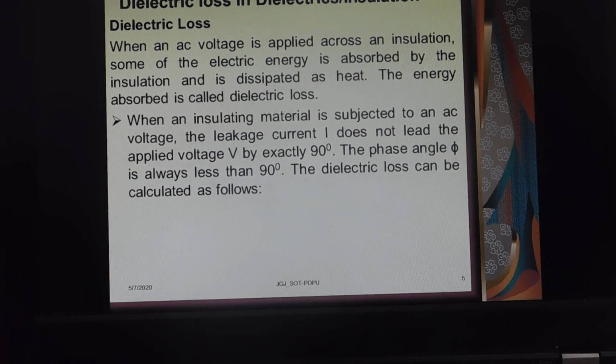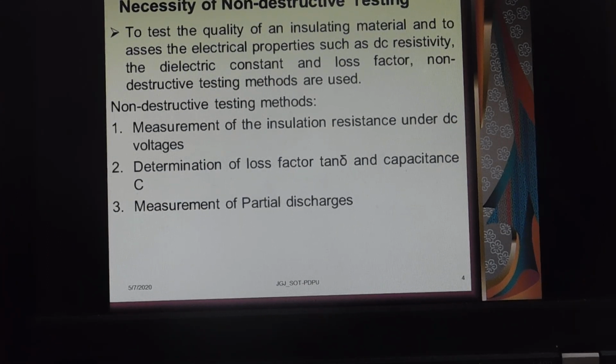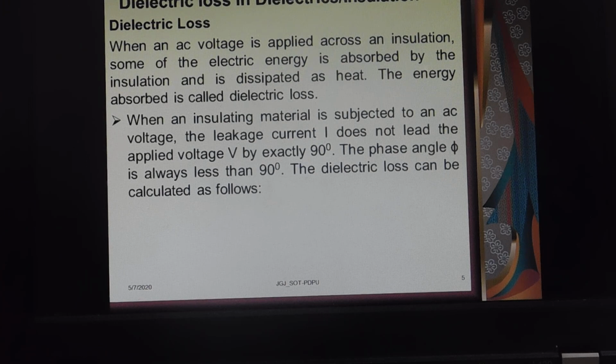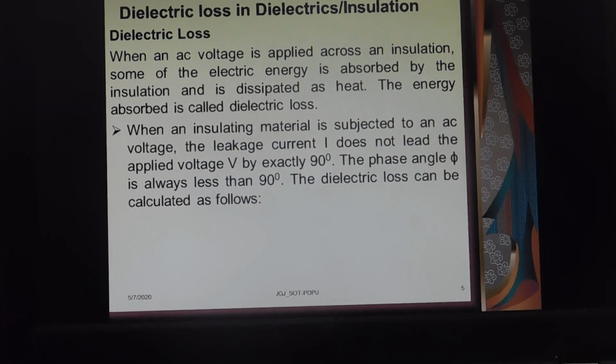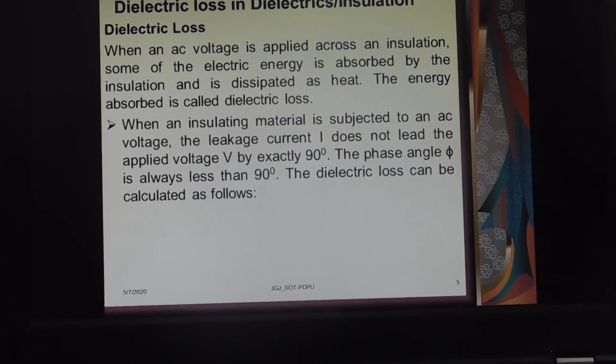Now coming to the dielectric loss, what is dielectric loss? Actually when the AC voltage is applied across the insulating material or dielectric, some of the electric energy is absorbed by the insulation and dissipated as heat. This energy absorbed is called the dielectric loss. So when the insulating material is subjected to AC voltage, the leakage current I does not lead the applied voltage by exactly 90 degrees. The phase angle phi is always less than 90 degrees.